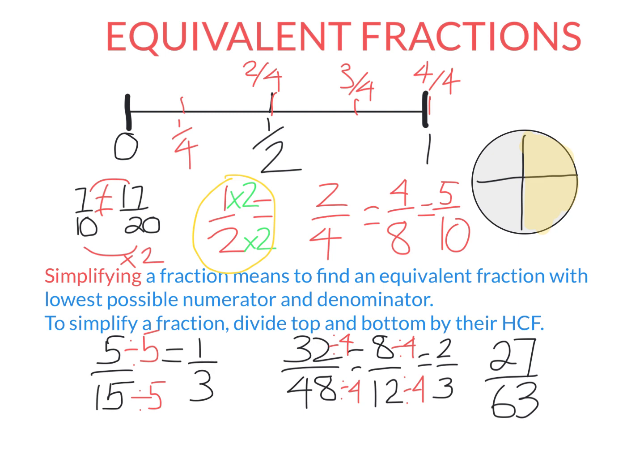So sometimes fractions can't be simplified. 27 over 63, though, can be simplified because the top and the bottom have a common factor of 9. 9 goes into both of them. So 27 divided by 9 is 3, 63 divided by 9 is 7. These two fractions are equivalent because I did the same to the top and the bottom, but this one's considered simpler because it has a lower numerator and denominator. All right, let's now look at applying this to a worded problem.